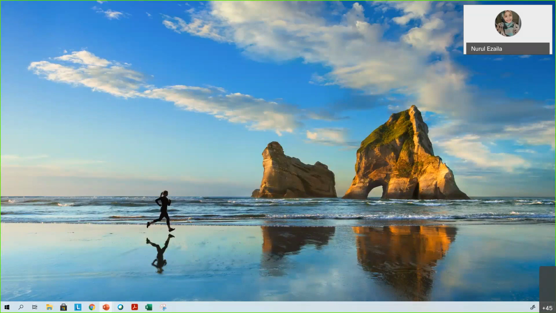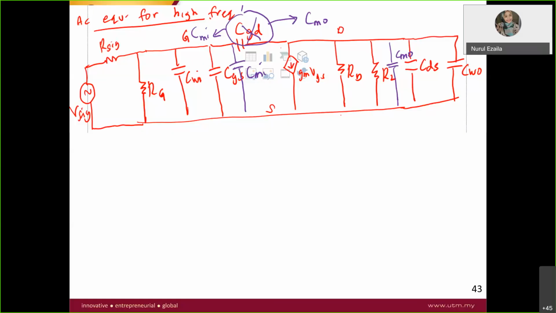So in here, you need to find the CM in and CM out. For the CM in, since this is CGD, CM in is equal to CGD times 1 minus AV. Is it the same as in the slide for the common emitter? Yes, same. So let's stick with this first, before I double check the textbook.